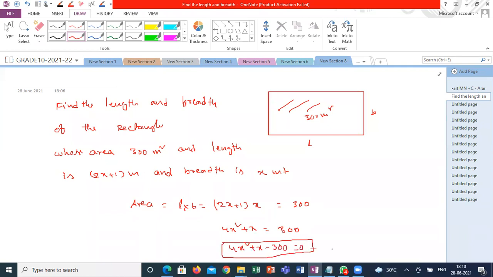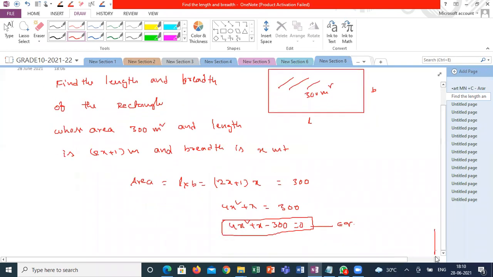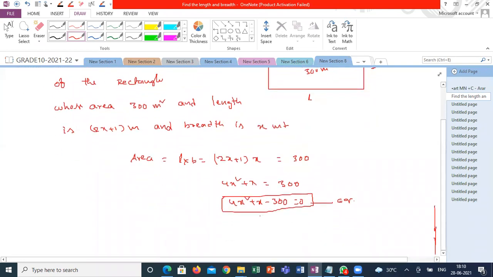And this is an equation. Only a few x values will be able to satisfy this equation. What x values can satisfy this equation? Those x values are called solutions of these equations. That means for what x values the equation is 0.